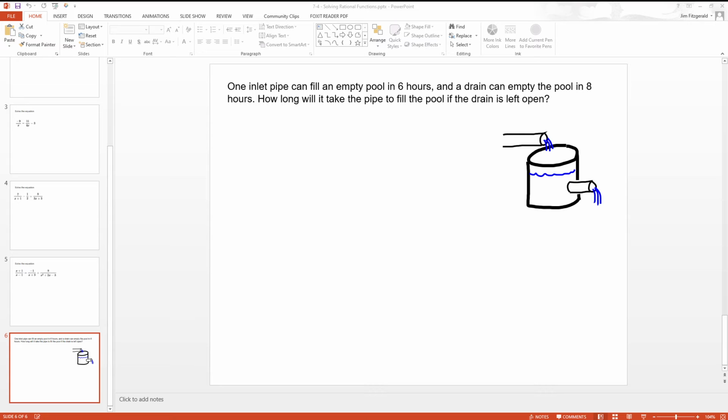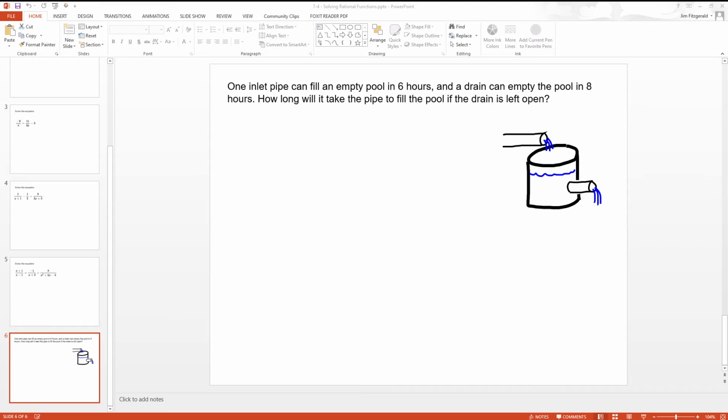And I can talk about that drain pipe. The drain pipe removes water, and the rate on that, well, it takes 8 hours to drain that pool. So the rate is 1/8 of a pool per hour. So here we have pph, pools per hour.